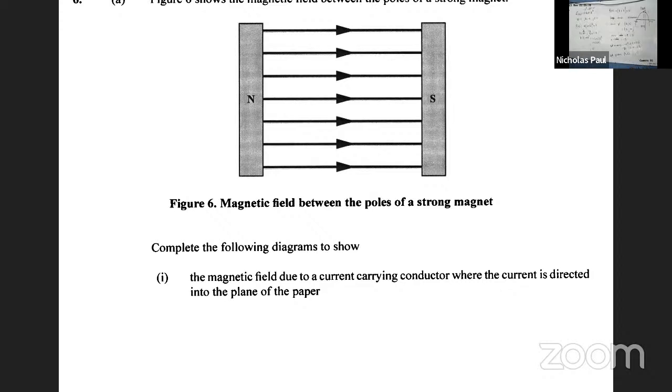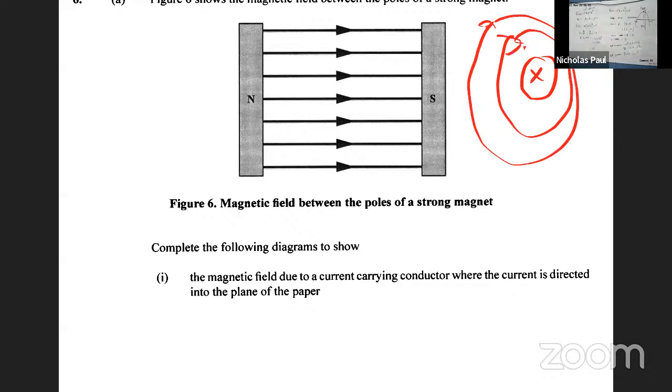Right, current going into the plane is what? Dot or X. And you're using your right hand grip rule, right? So the magnetic field will be, no, grip rule, right? Left hand rule is used to find force. Right hand rule is used to find current. Grip rule is used to find direction. So you will end up with clockwise. Are you okay with that?